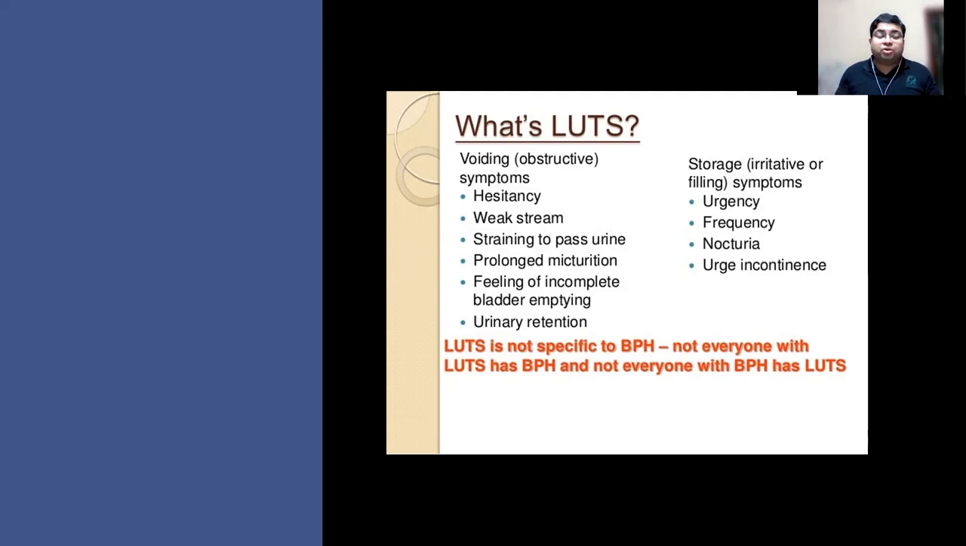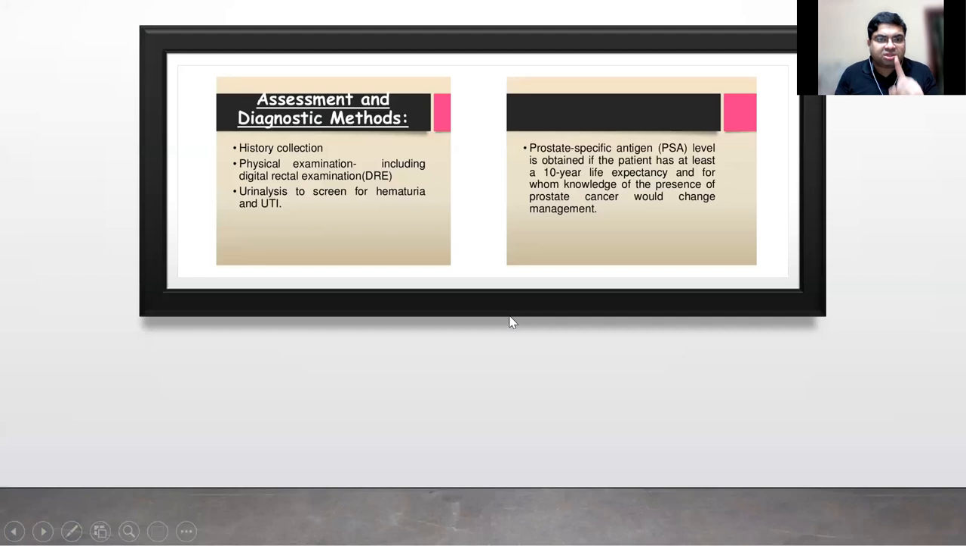Now, they can also come with overactive symptoms, or storage symptoms: frequency, urgency, nocturia, urge incontinence. So, LUTS is not specific for BPH. LUTS can happen in a female too. BPH has LUTS, but LUTS does not always mean BPH. A patient may have a 100 gram prostate, he's BPH, but he doesn't have any symptoms. That's very important. So, this is the history.